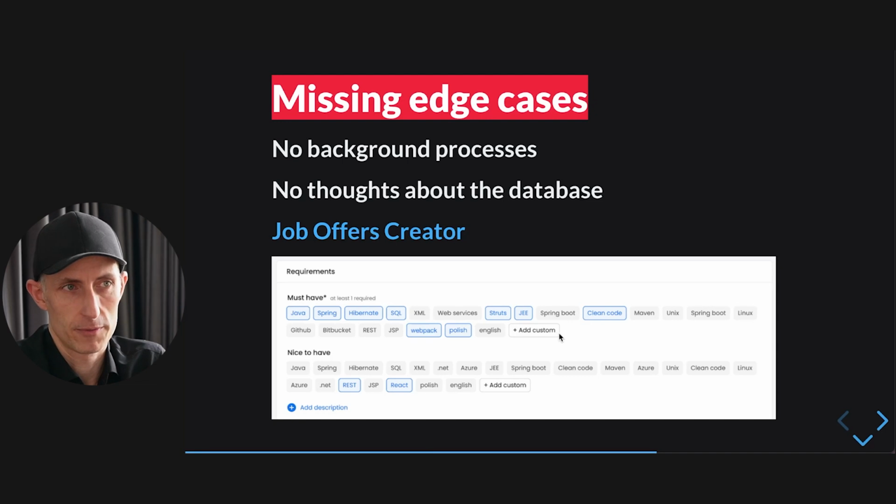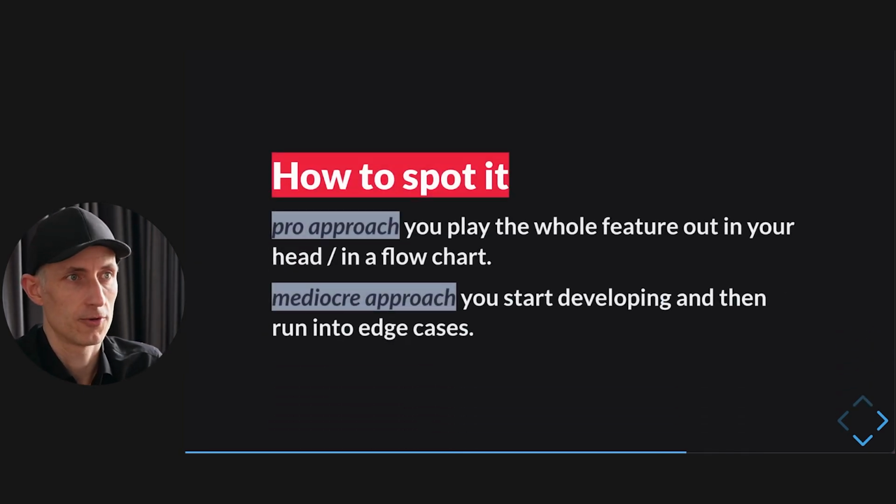Now there's a couple of problems. What happens when you click add custom? What happens when you click add custom and then you add XML again? What if you add 100 items, and what does this list look like then? For example, requirements, programming languages, and all those packages here, there are probably thousands of them. What does this list look like when there are really thousands of them in there? So yes, this can happen, that a UX designer didn't think about all the edge cases. And how to spot this?